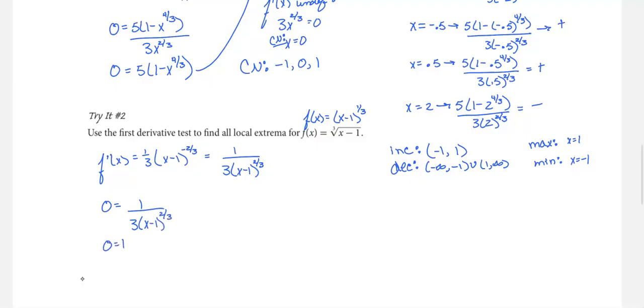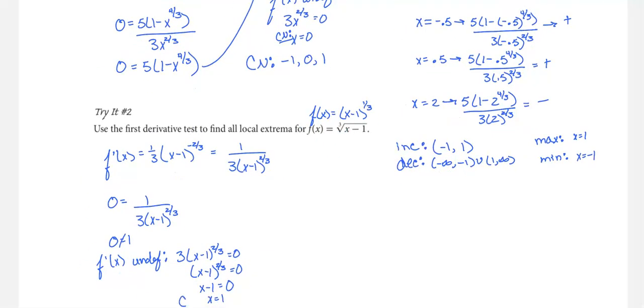And we're going to get 0 is equal to 1 when I multiply both sides by that denominator. What that means is there's no solution to this. There's no place where that derivative is going to be equal to 0. But there is a place where the derivative is undefined. It's undefined when we set that bottom equal to 0. So we're going to have x minus 1 to the 2/3 is equal to 0. And if I raise everything to the 3/2 power and then move the 1 over, we have a critical number at x equals 1.